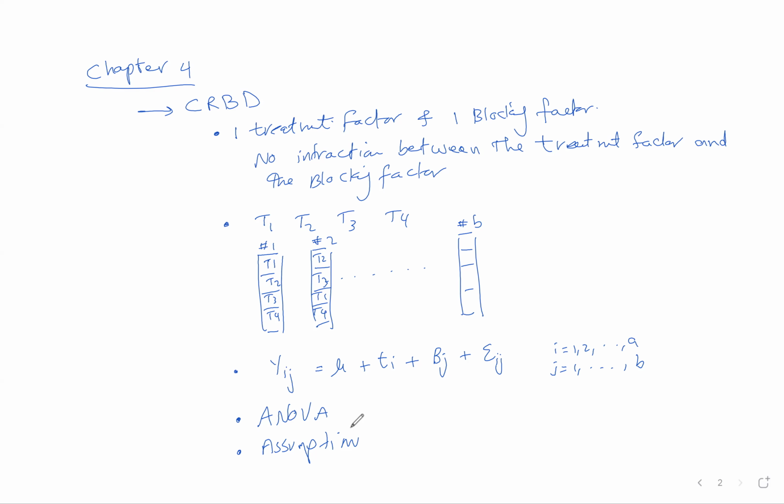Okay, so this is the first design we covered in chapter 4. The second design is called the Latin square design. If you have any question at any time, please let me know. The second design is the Latin square design.